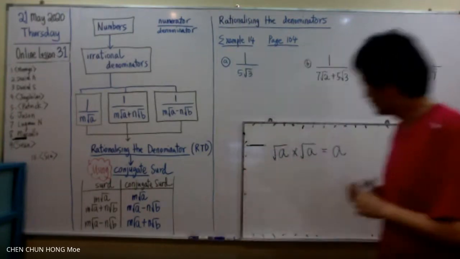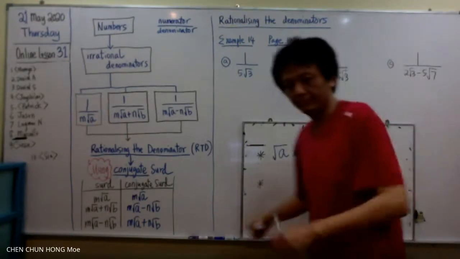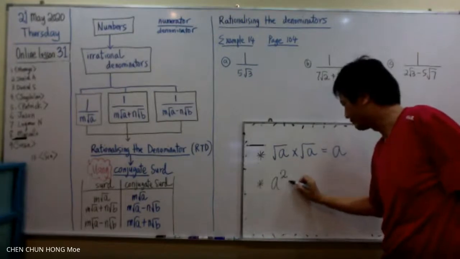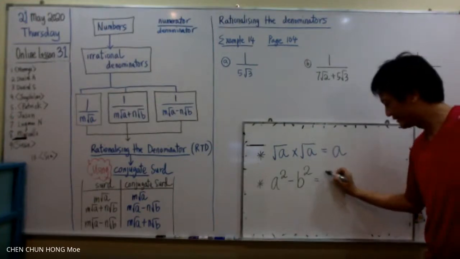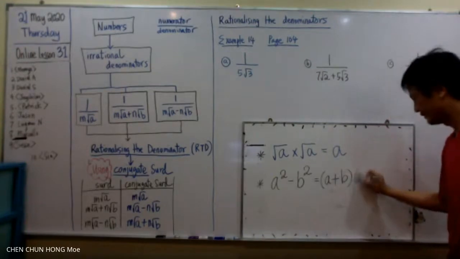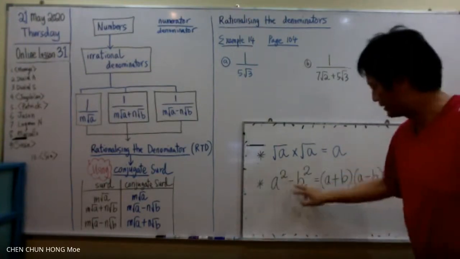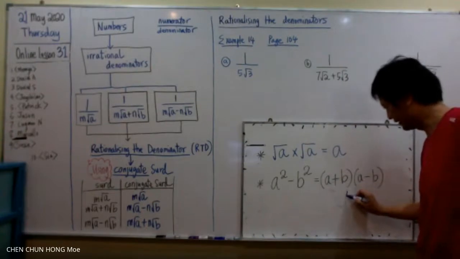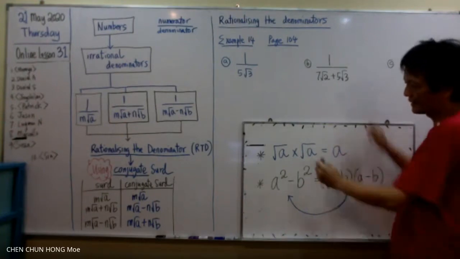Another thing that you need to remember to do this effectively is a concept which you learned, I think, in form 1, form 2, or form 3. If you get A squared minus B squared, I hope you still remember this as A plus B times A minus B. This is very important. A squared minus B squared is A plus B, A minus B. So I will leave this on this board, and later, when it comes to this, I will bring this up again and show you.